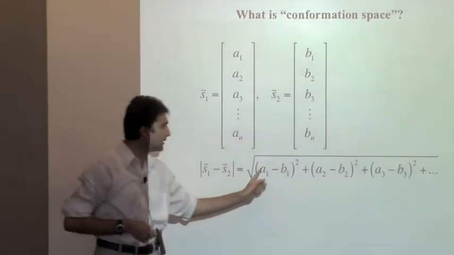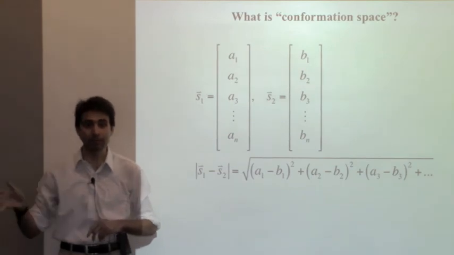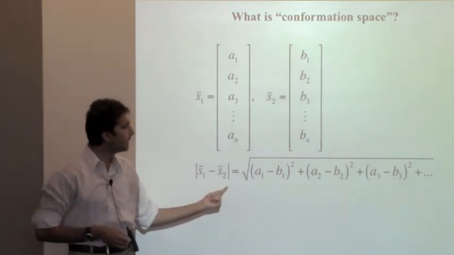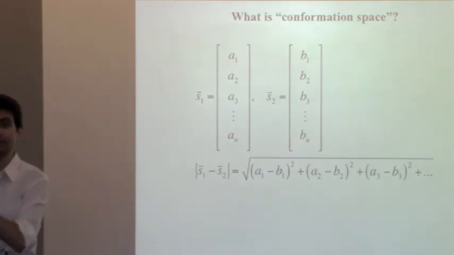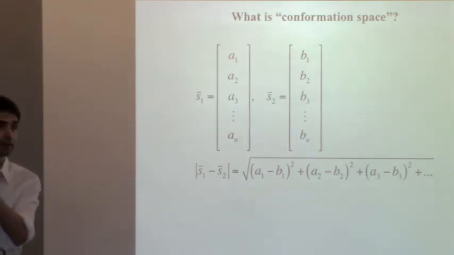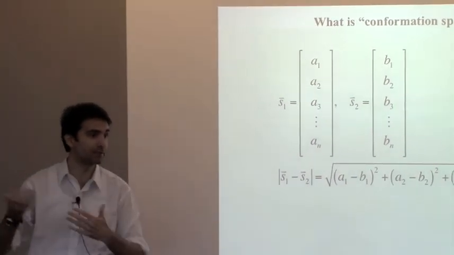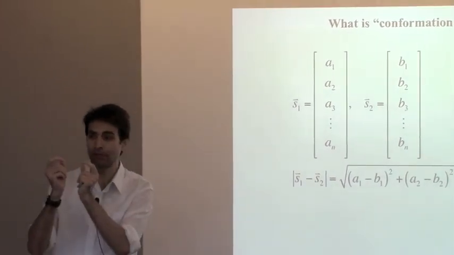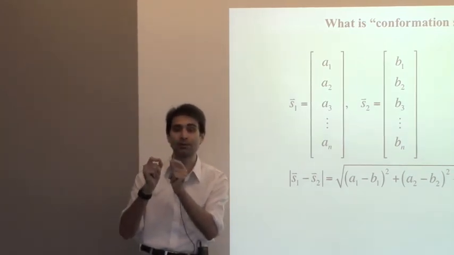is given by this formula. You take the differences of all the coordinates, sum up the squares, and take the square root. And this is the RMSD formula. So distances in higher dimensional vector spaces correspond to differences or similarities between structures. The closer together 2 points are in the higher dimensional space, the more similar the corresponding structures are.